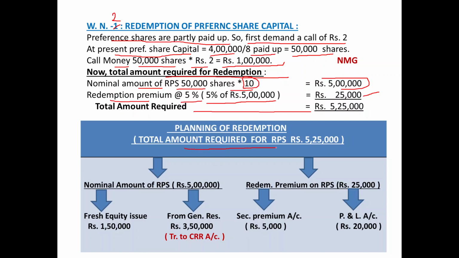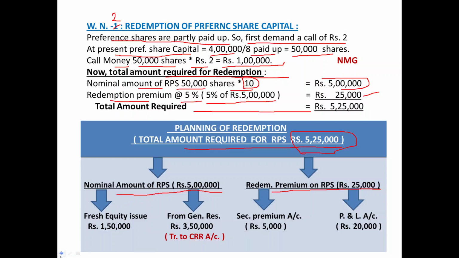Total amount required for RPS is rupees 5,25,000, having two components. One is the nominal amount of RPS as per our above calculation, rupees 5 lakh, and the second component is the redemption premium on RPS, rupees 25,000. Total 5,25,000. Nominal amount of RPS planning. As it has been said in the question that required amount.